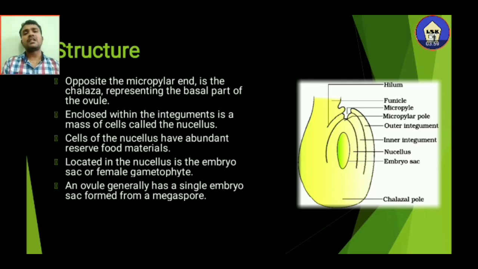You know, the megaspores are haploid. The megaspores are produced by the meiotic division. The megaspore mother cell undergoes meiosis, leading to the formation of four megaspores. But here they say that an ovule generally has a single embryo sac. So within the ovule only one embryo sac is formed, and the origin of one embryo sac is only one megaspore. That means out of four megaspores, only one megaspore develops as a female gametophyte.